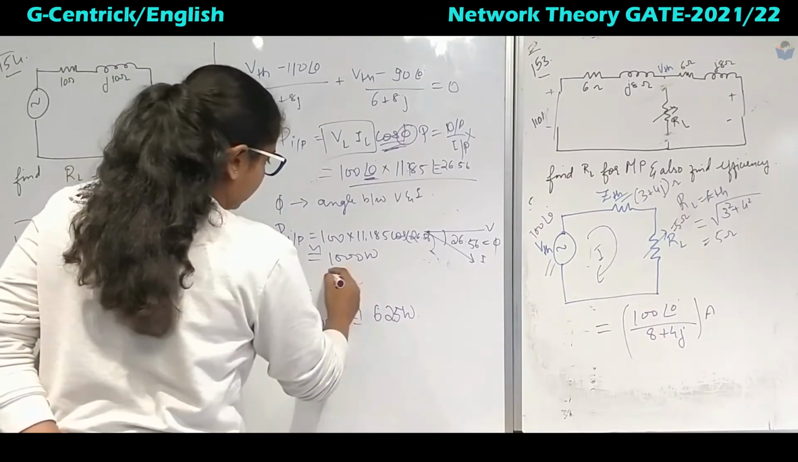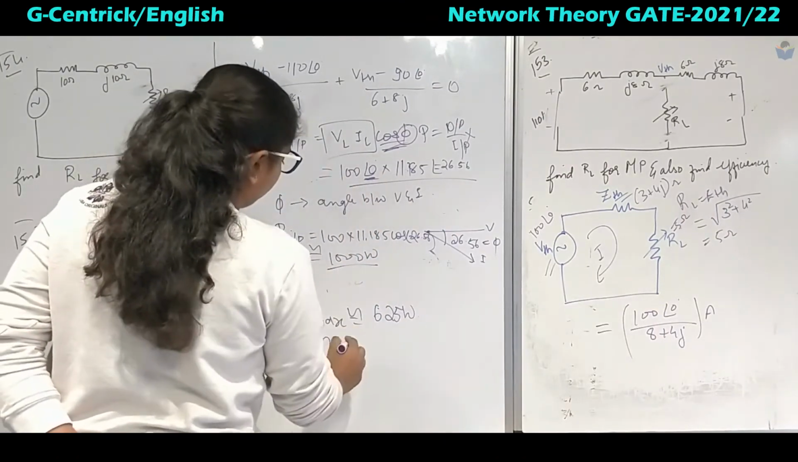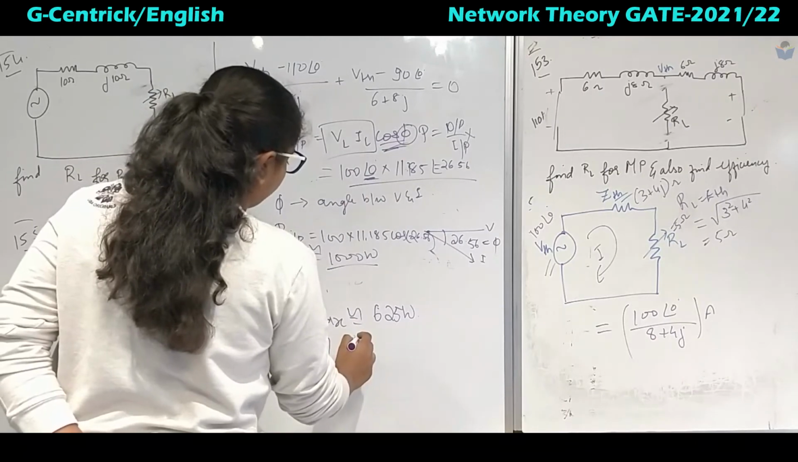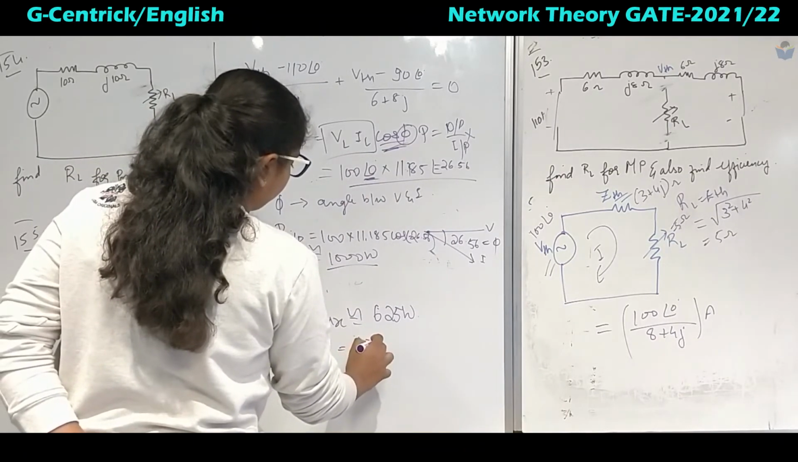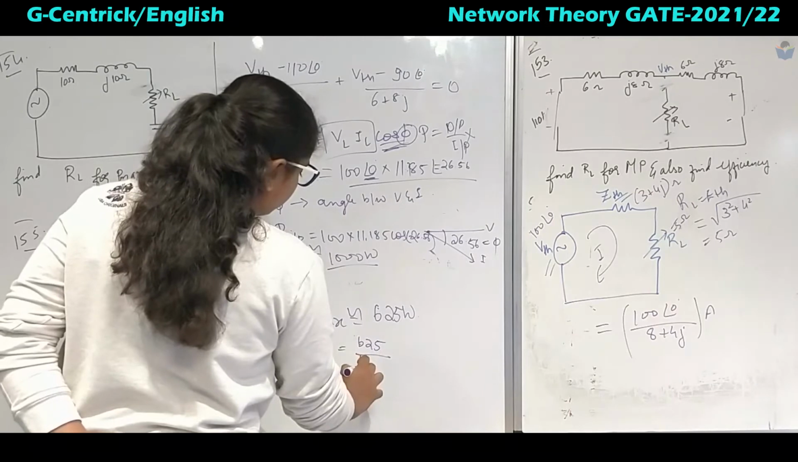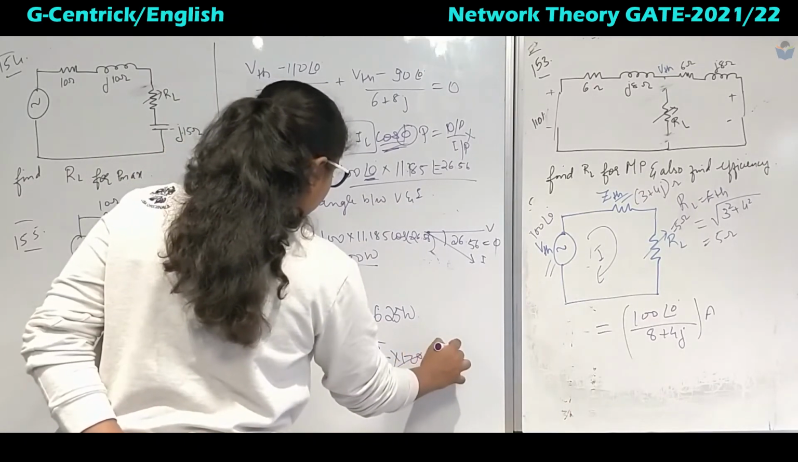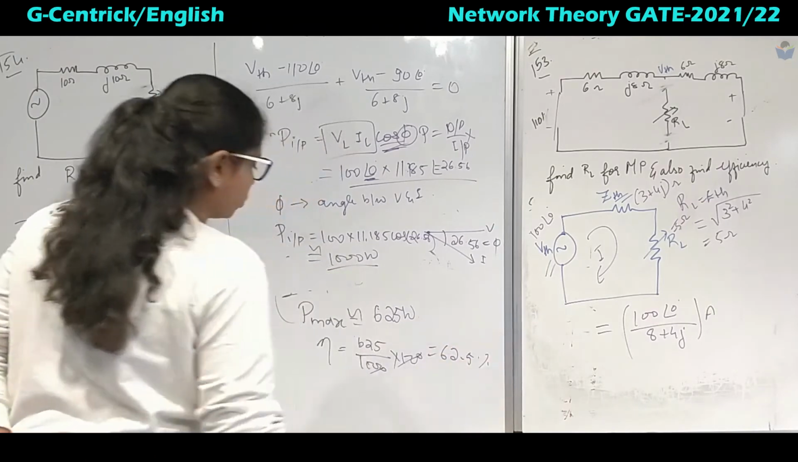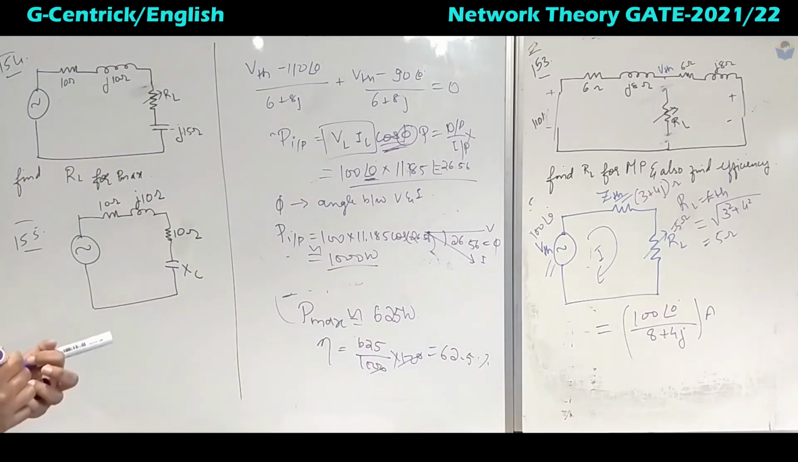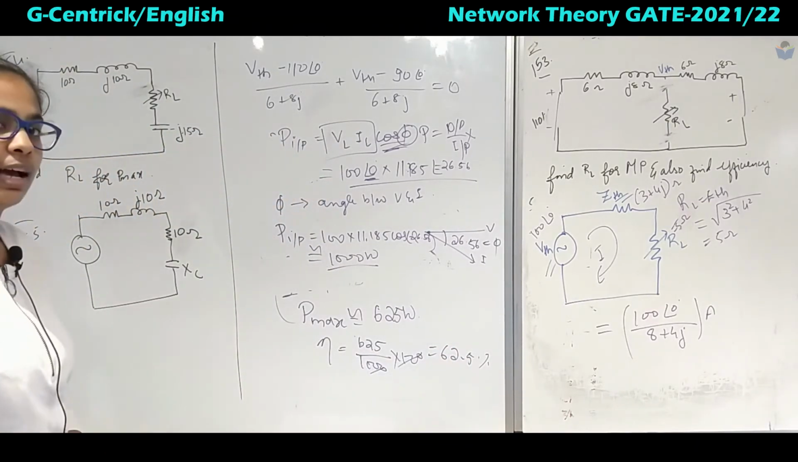Now you can easily find the efficiency. What is the efficiency? Output power by input power. 625 is the output power and input is 1000. So you will get 62.5%. This is the method to calculate for the AC analysis.